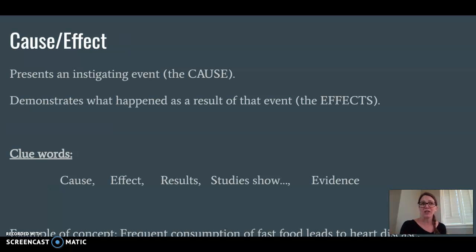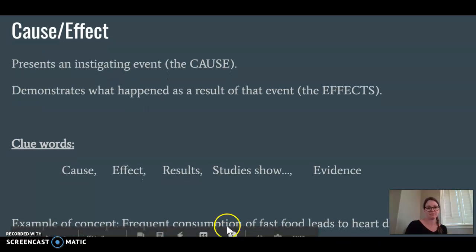All right, so this is the slide that describes everything you need to know about cause and effect. There, I had to adjust that to make sure that you could see all the information on the screen. So cause and effect text structure first presents an instigating event. That would be the cause. A cause and effect text structure also demonstrates what happens as a result of that event. That would be the effects. Here are some of the clue words we could look for. We can look for the words cause and effect, big surprise, right? We could look for words like results, studies show, or evidence.